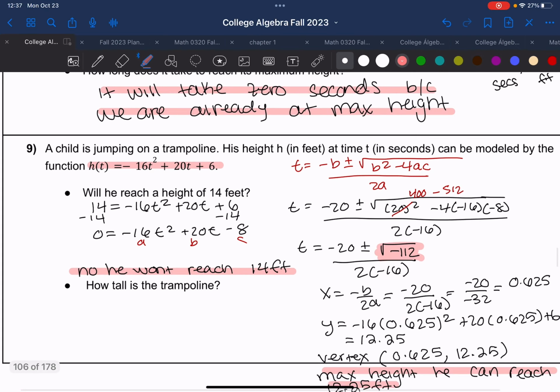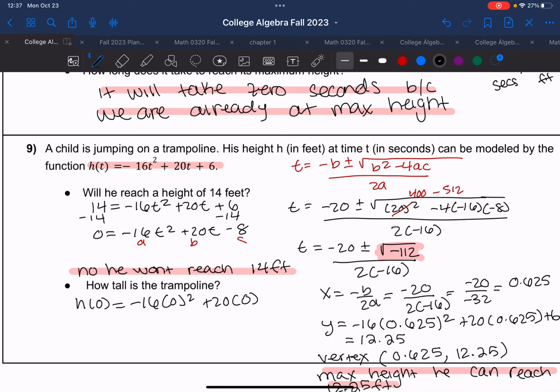Last part here says, how tall is the trampoline? So looking at our original problem, we have to find out how tall the trampoline is before we even start jumping. So before we even start jumping, that means time is 0. So we're going to be plugging in 0 for t. So we have h of 0 is equal to negative 16 times 0 squared plus 20 times 0 plus 6. The first two terms with the 0 are going to cancel out, and we're left with h of 0 is equal to 6.